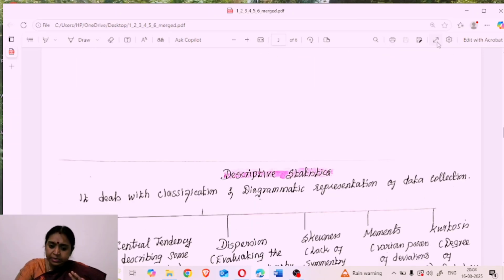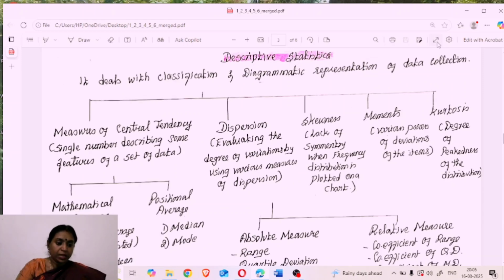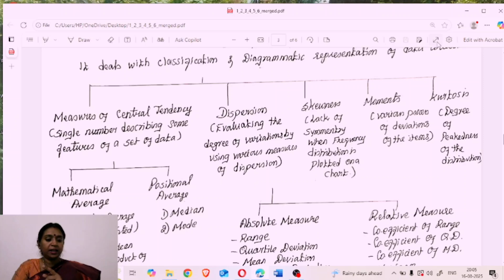Now let's understand descriptive statistics in detail. So classification and diagrammatic representation of data collection. Classification 5: measures of central tendency, dispersion, skewness, moments, kurtosis. The mean, median, mode come under measures of central tendency. This word you might have heard many times because it talks about a single number describing some feature of a set of data. Mathematical average, positional average.